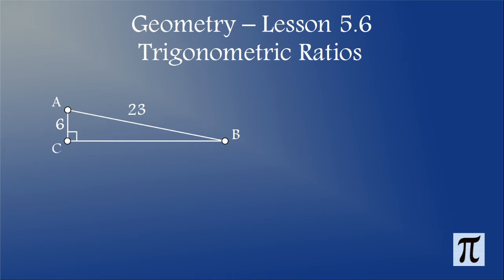Now let's take a look at this triangle. We've been given the length of the hypotenuse and one of the legs, but none of the angles.